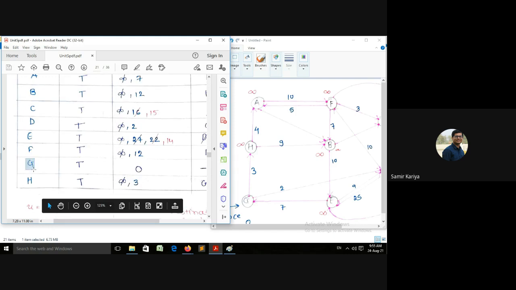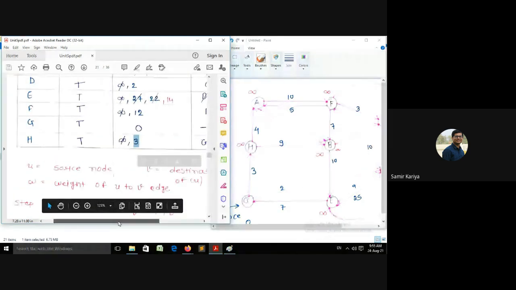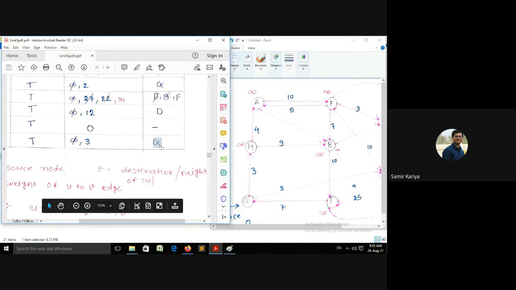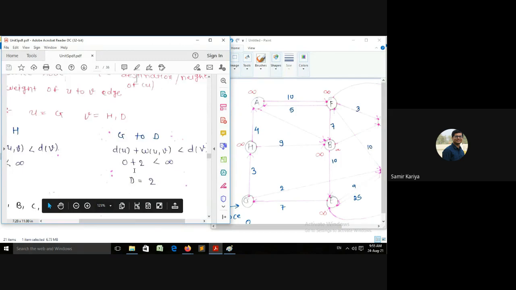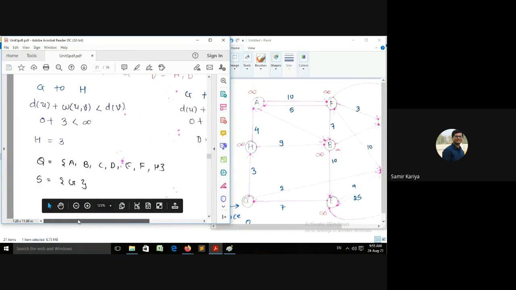Just observe only three letters: G, D, and H. G is 0 because it's the source. H and D were initially infinite. Now they are updated to 2 and 3. So D is equal to 2 and H is equal to 3. This is the first step, and you have to write the parent node here, that's G, because it's a direct connection. So this is our first step.